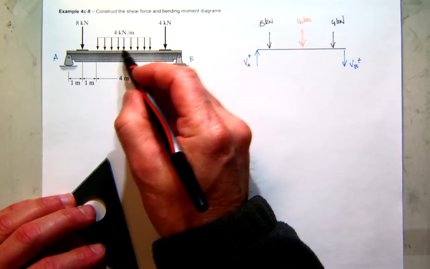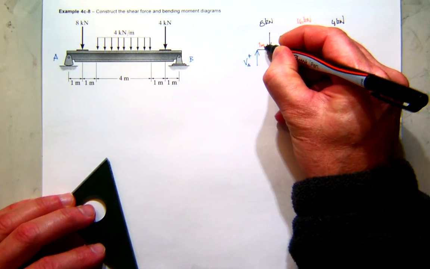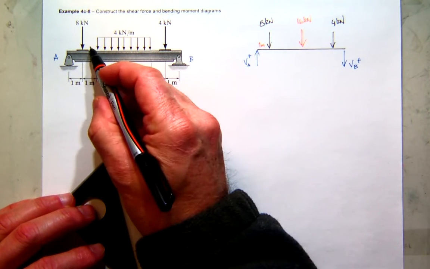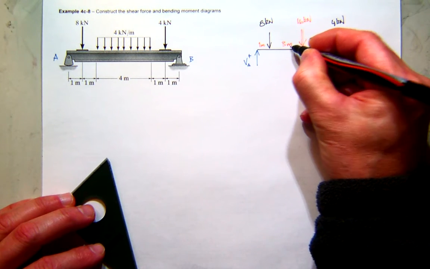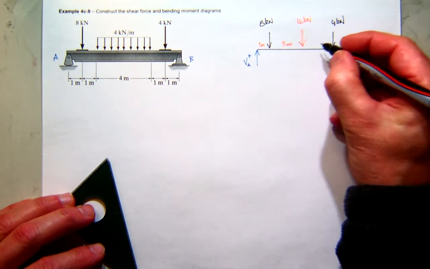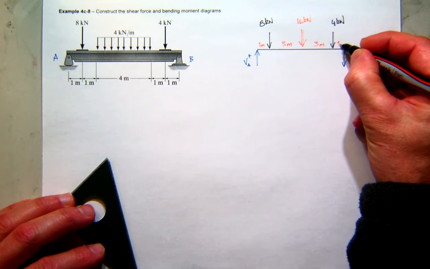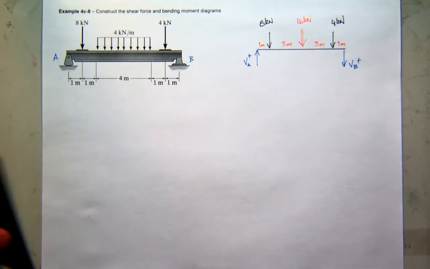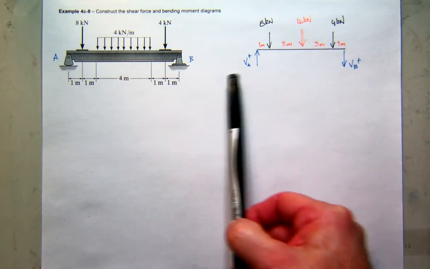And the centroid is going to be right in the middle at 2. So this is going to be a meter. And then a meter plus 2 is going to be 3. And then 2 plus a meter is 3. And then 1 more meter. I think that's got all the dimensions. So we just need to find the shear forces.